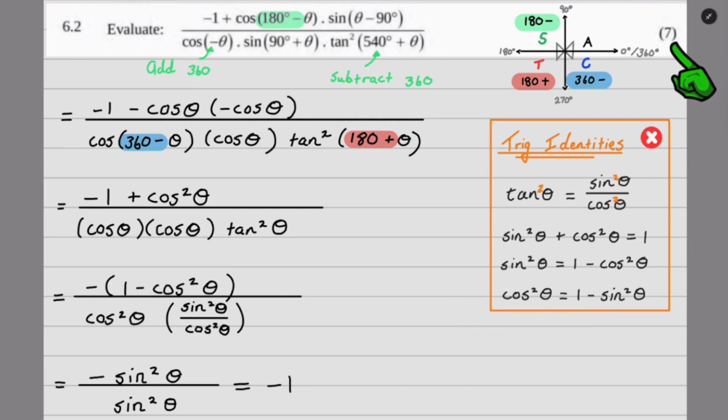Let's have a look where our 7 marks are coming from. Okay, so our reduction over here gets us the first mark. Our co-function over there gets us our second mark. This co-function over here gets us our third mark. And then reducing that correctly gets us our fourth mark. Reducing this thing correctly gets us our fifth mark. The correct use of the identity here gets us our sixth mark, and our seventh mark comes from the final answer.